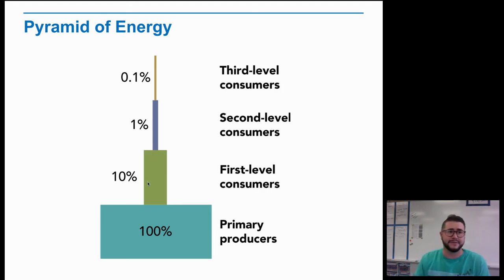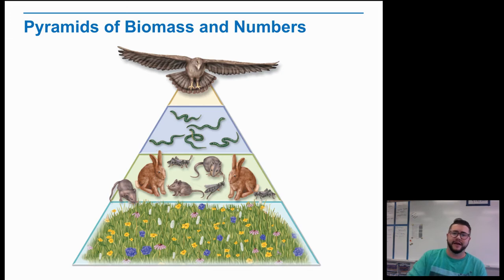It only gets 10% of that energy because that insect used the energy to build up its own body, to move around, do things on a daily basis, and it lost some to waste because not every single form of energy is digestible. It also works similarly if we look at biomass or pyramids of numbers.